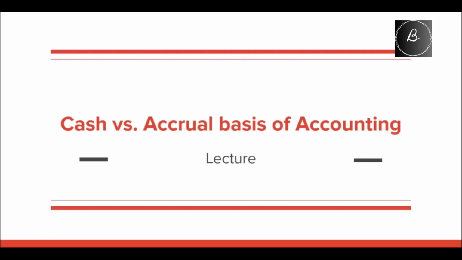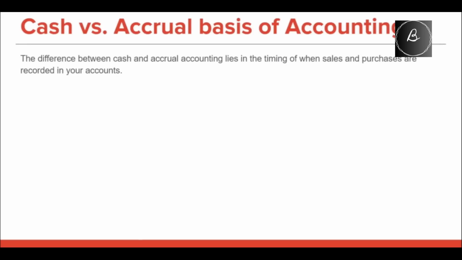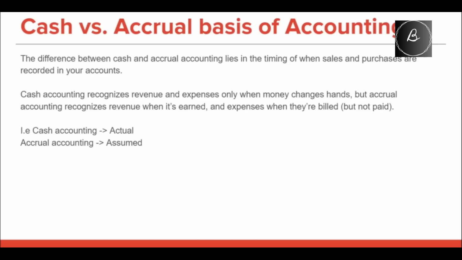Hi, let us now look at the difference between the cash and the accrual basis of accounting. The difference between the cash and the accrual accounting lies in the timing of when the sales and the purchases are recorded in your accounts. Cash accounting recognizes revenue and expenses only when the money changes hands, but accrual accounting recognizes revenue when it's earned and expenses when they are billed but not paid. That is, cash accounting shows the actual, whereas accrual accounting shows the assumed.